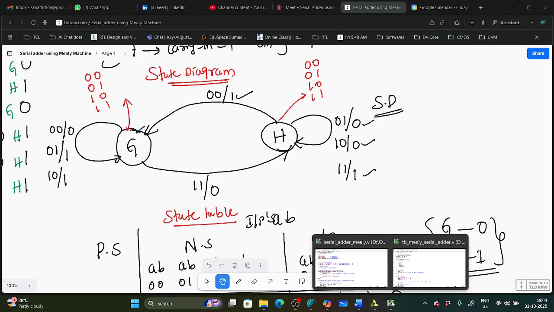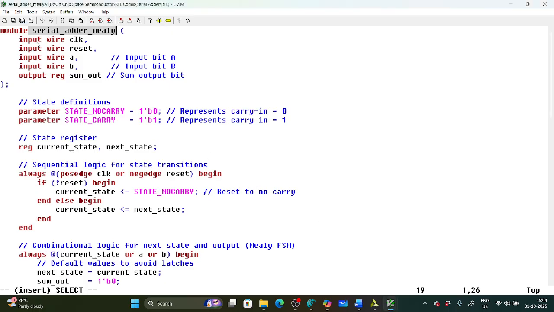Okay, see here, serial adder. First module, and my module name is serial_add_Mealy. What are the inputs? Input wire clock, input wire reset, input wire A and B. A and B are the inputs. Some outputs I need to declare with reg, because I'm using behavioral modeling. That's why I declare output reg sum_out. So I initialized the inputs and outputs.